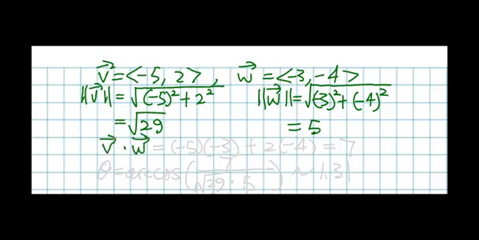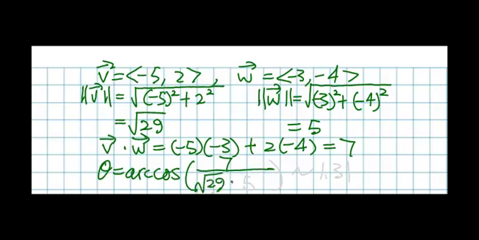Then the dot product of vectors v and w equals the product of the x components, which is -5 times -3, plus the product of the y components, which is 2 times -4, that equals 7. We plug this information into the formula we just introduced. Then theta equals arc cosine of 7 over square root of 29 times 5.